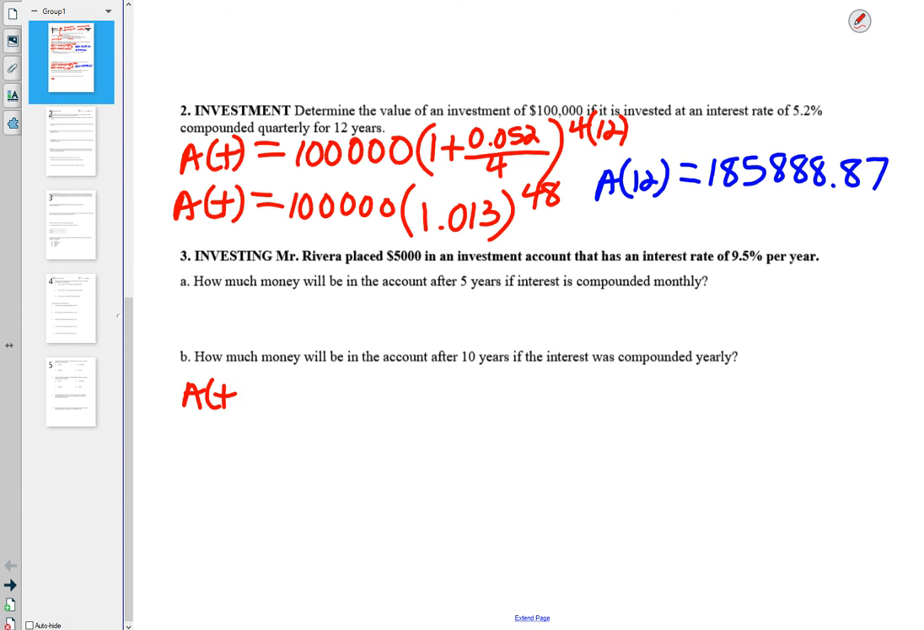The amount after some time. What was Mr. Rivera's principal amount? You have to read in the bold. What was the principal there of the investment? 5,000.